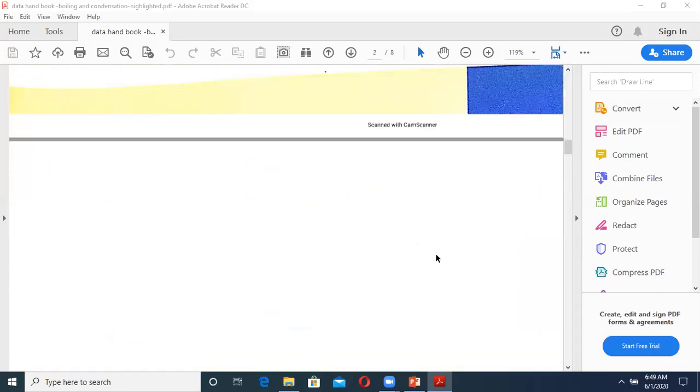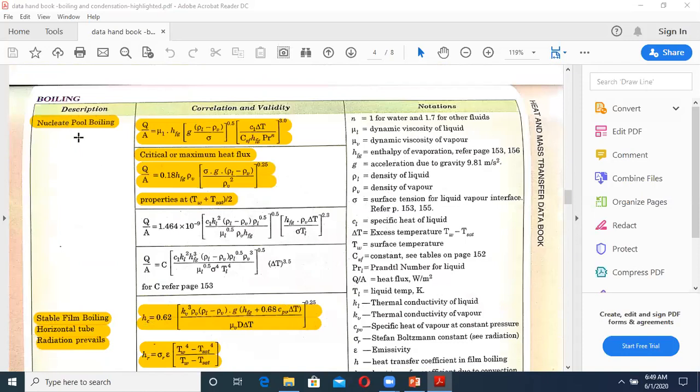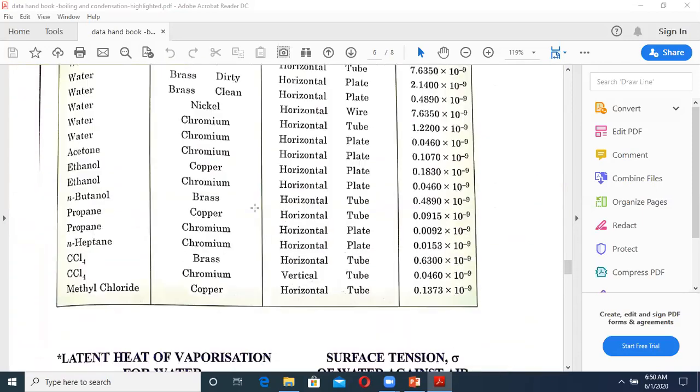Once you note down the values, you need to go to the boiling section, this nucleate boiling section. In this boiling section, you need to use this nucleate boiling formula. Here you need to use the mu L which you obtained just now. Then HFG is the latent heat. Where do you find the latent heat? Go to the next page.